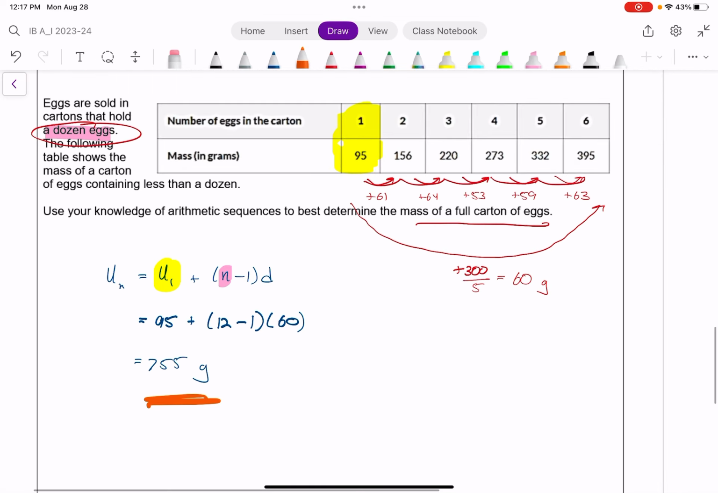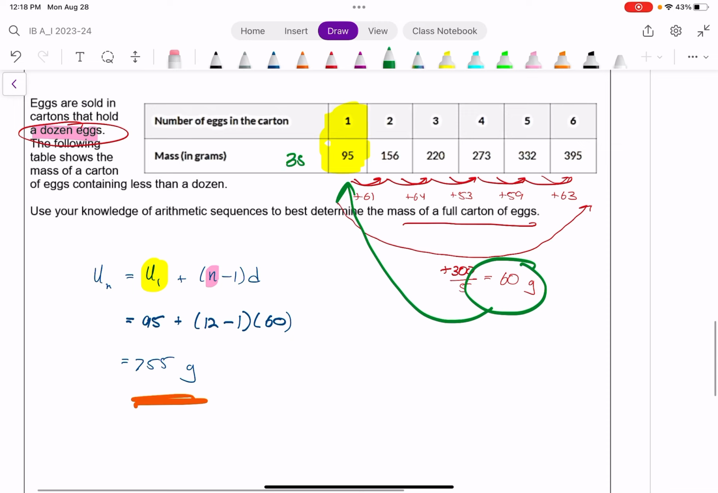Another option, once we knew each egg was approximately 60 grams, we could have just used that to find the mass of the actual carton when it's empty, which is quite simple to do. Take that 60 and subtract it from 95, and so we would get 35. And so we would see that the empty carton weighs 35 grams. And from there on in, it's simple arithmetic. It's going to be 35 plus 12 times 60. And if you went 35, the mass of the carton, plus 12 of these 60-gram eggs, you'd get the exact same number. So I'm not going to bother doing it.